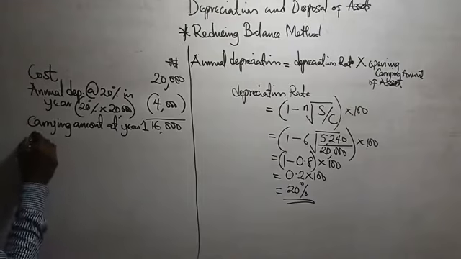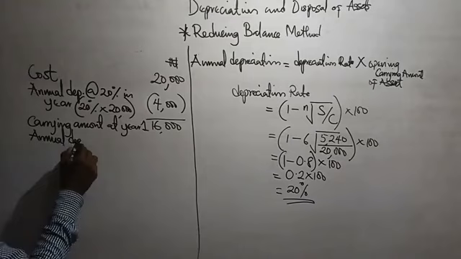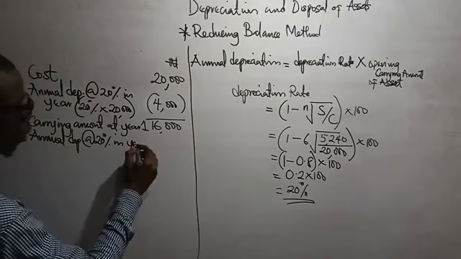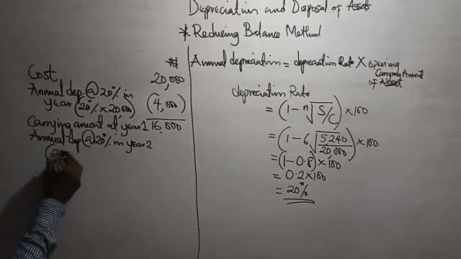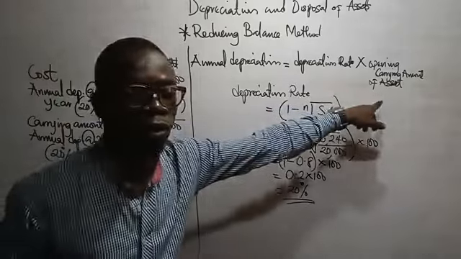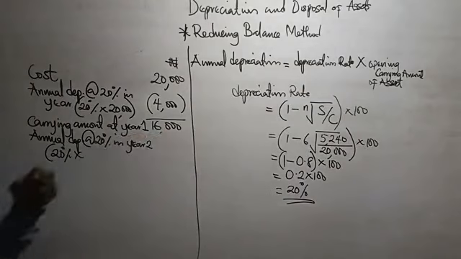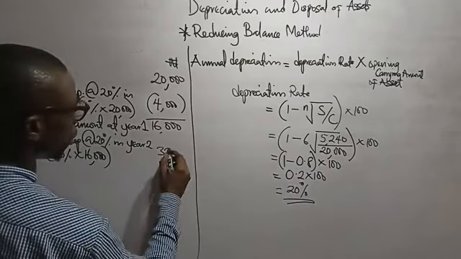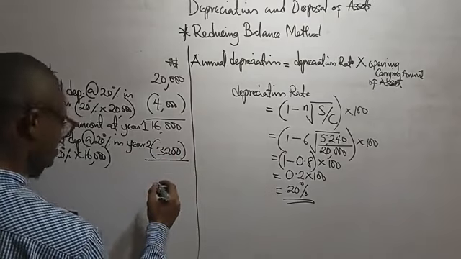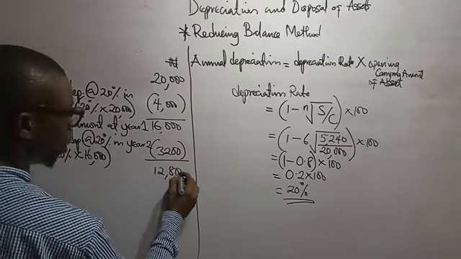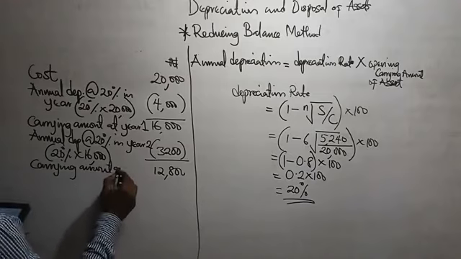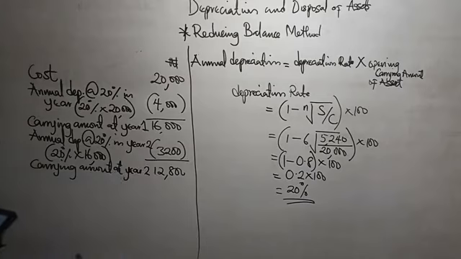So in year two, what happens? You calculate the annual depreciation at 20% in year two. It will be 20% times what? The opening carrying amount of the asset in year two. What's the opening carrying amount in year two? 16,000. So 20% times 16,000 will give us 3,200. And that will give us 12,800. So this 12,800 will be the carrying amount at the end of year two.